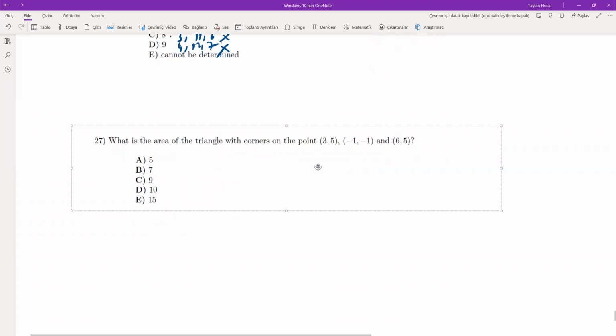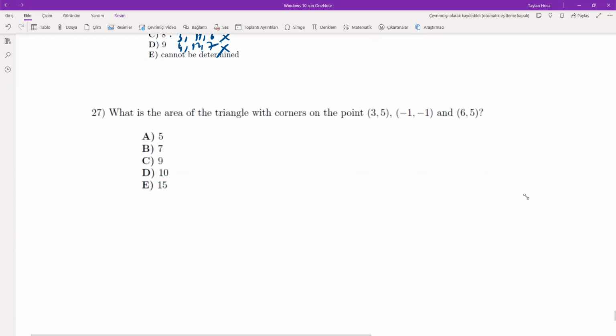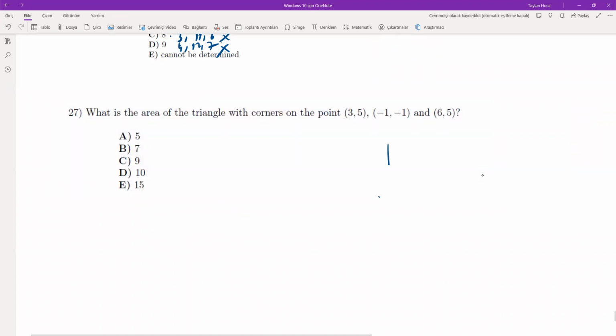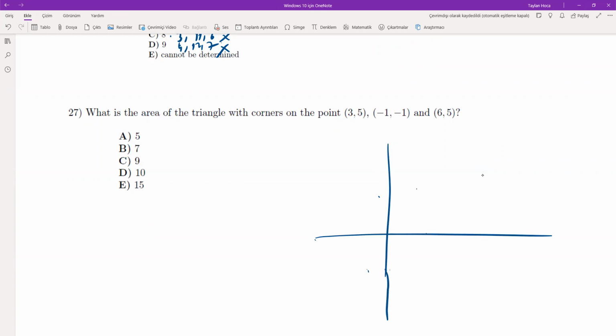What's the area of the triangle with corners on the points (3, 5), (-1, -1), (6, 5)? I do a quick sketch, like (3, 5), (6, 5) here, and (-1, -1). So this is the triangle.